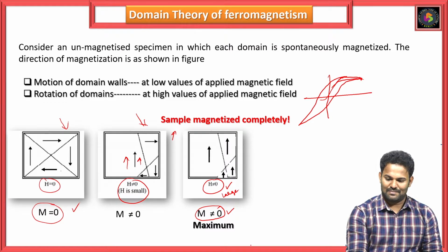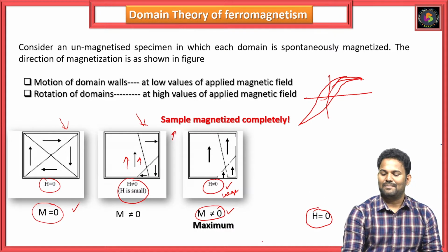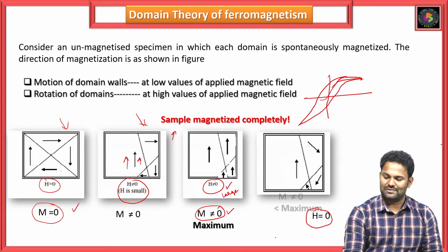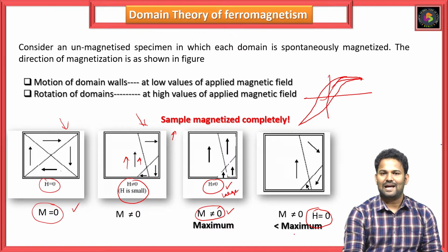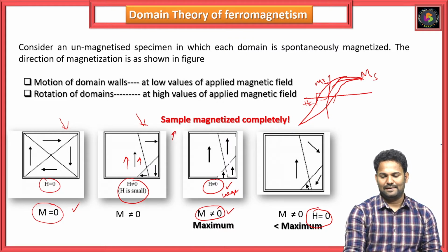After some time, we reduce the magnetic field to 0, but M is not equal to 0. This is a lag in the magnetic material that we can see. That lag of the magnetization is nothing but the BH curve, or hysteresis loop. This is the loop. This is M_S, the saturation magnetization value. This is M_R, the magnetic retentivity. This is H_C, the coercivity of the magnetic material.